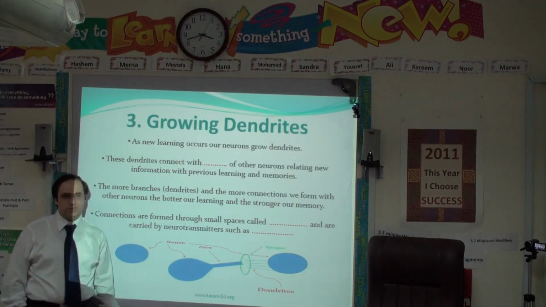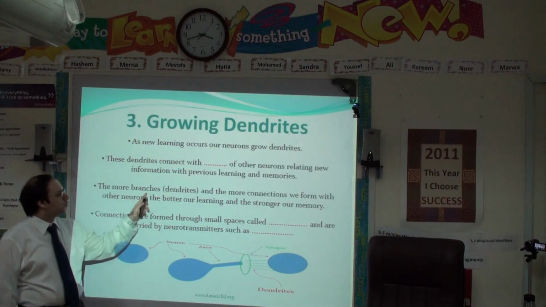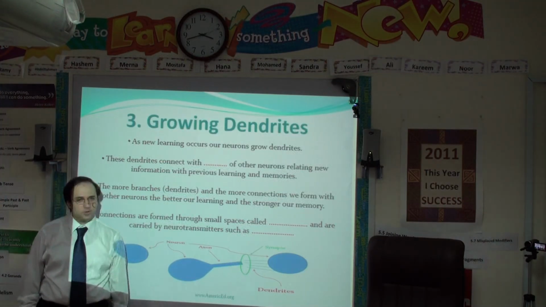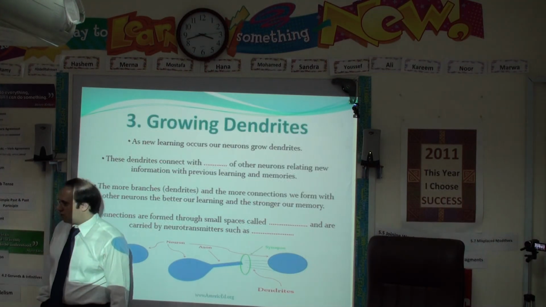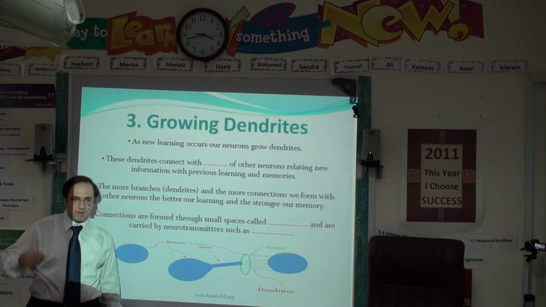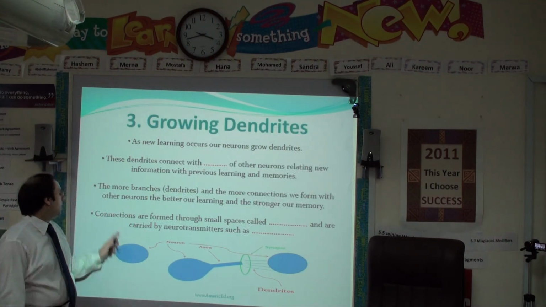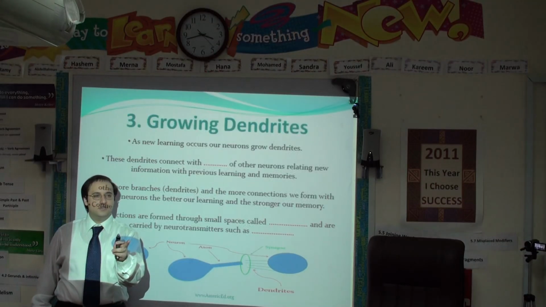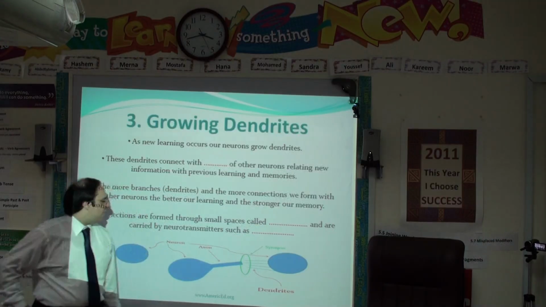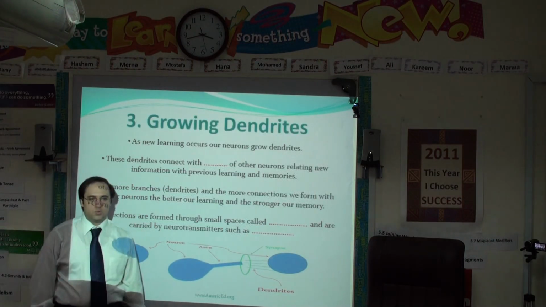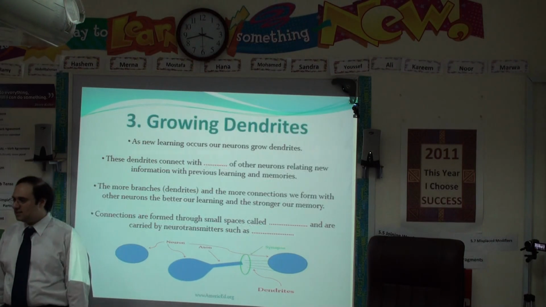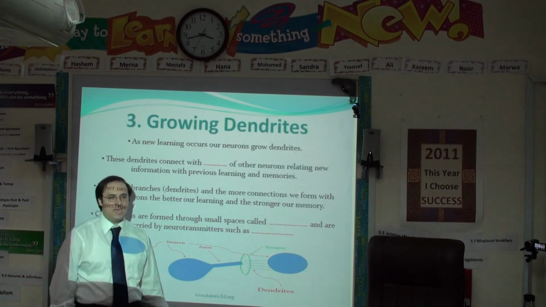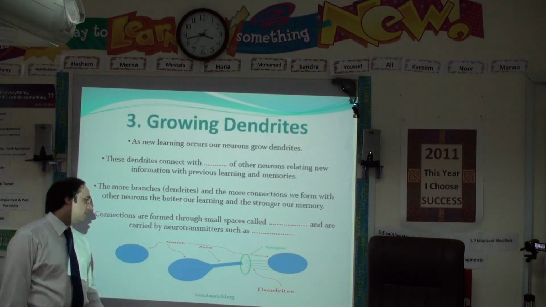Relating new information with previous learning and memories. The more branches or dendrites and the more connections we form with other neurons, the better our learning and the stronger our memory. So the more dendrites we have, the more connections we have, we learn better and we remember longer. Connections are formed through small spaces called synapses, excellent. And are carried by neurotransmitters such as dopamine. D-O-P-A-M-I-N-E. Dopamine.